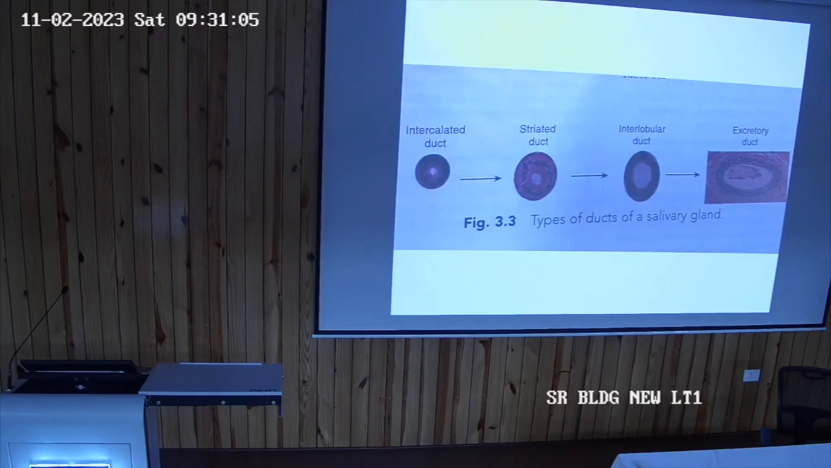C. Intercalated duct or intralobular duct. They are lined by cuboidal epithelium, and the striated duct is part of the intralobular duct, and interlobular ducts join to form the excretory duct. So these are the various types of ducts seen in the exocrine glands.